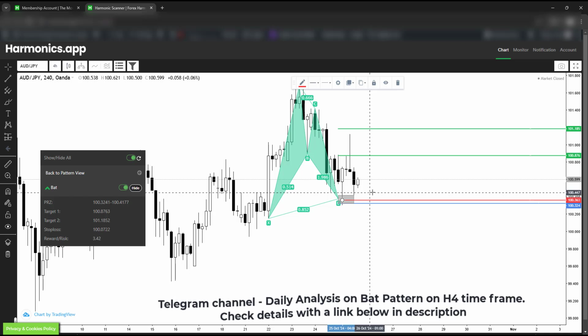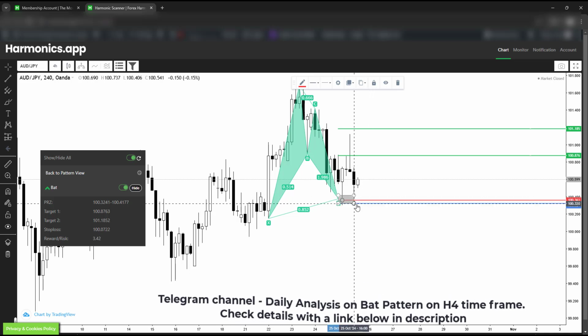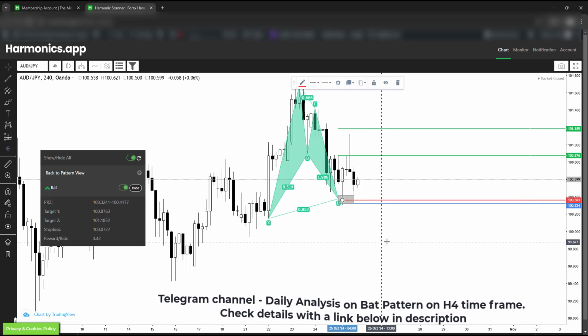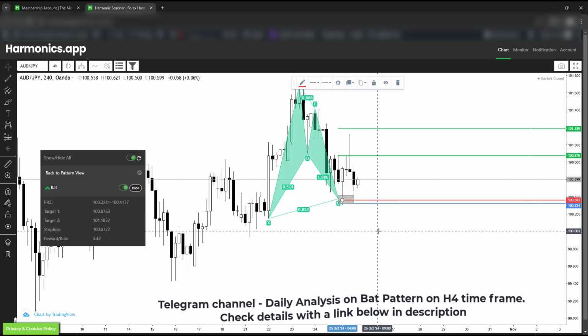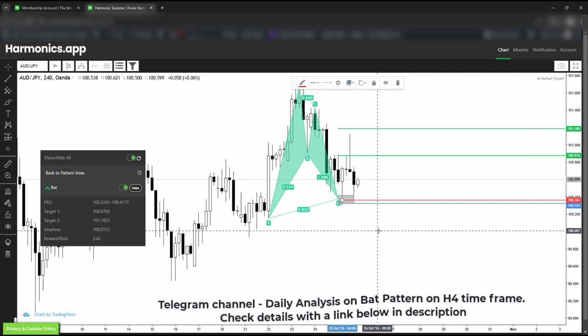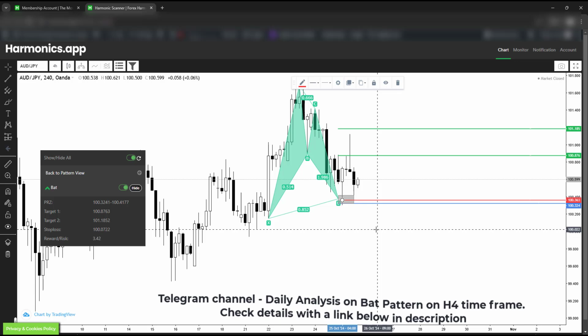So if I have 10 trades with a small profit, it is better to have 10 small profits than 10 bigger losses. So it depends on the trader, what his preferences and risk management are. So this is how the Harmonic SAP scanner currently works.